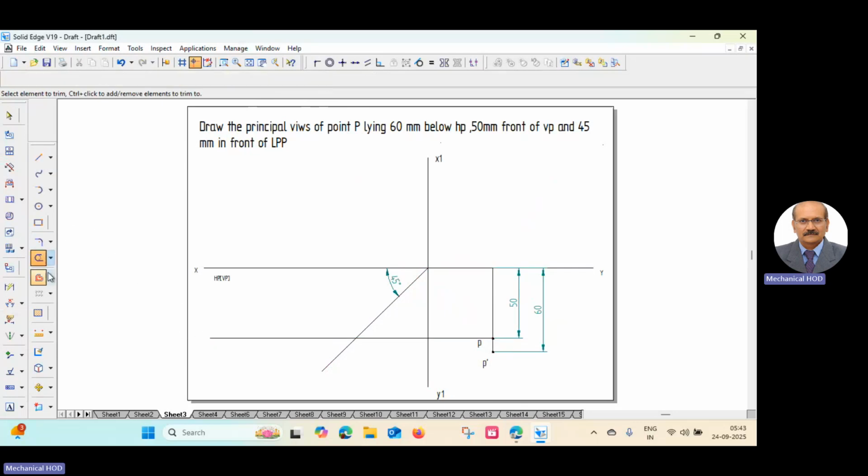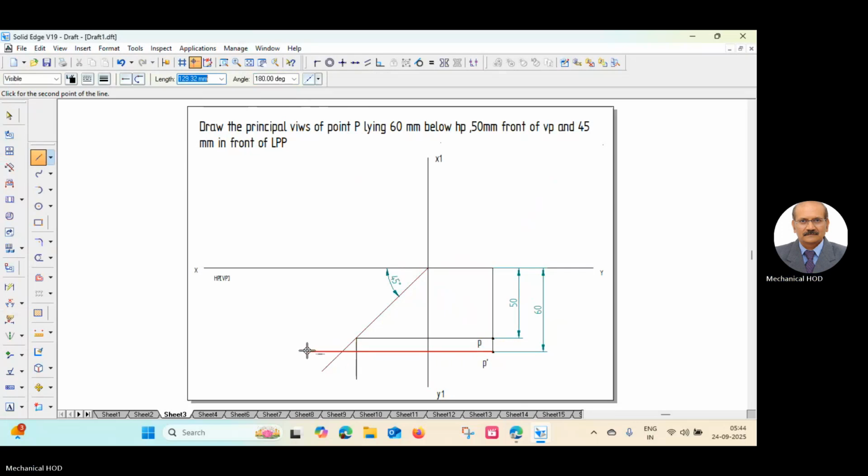Then go to trim command. Trim it from this end point. Can you see the end point symbol? From this end point symbol, click here and draw one vertical line of any length. From the P dash, draw another horizontal line of any length. Then go to trim command, trim this line, and trim this line.